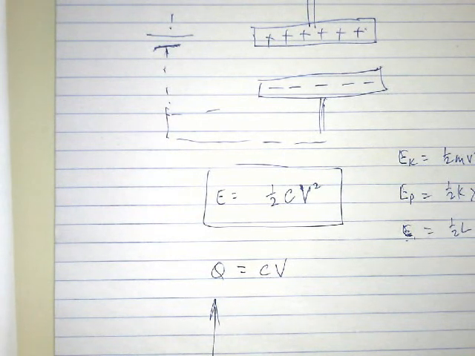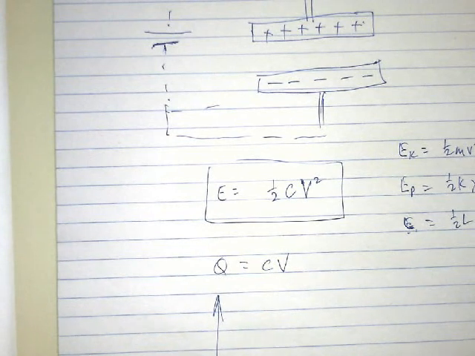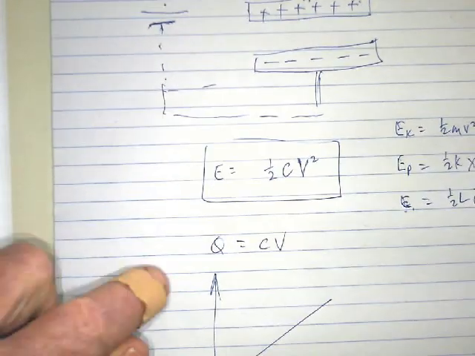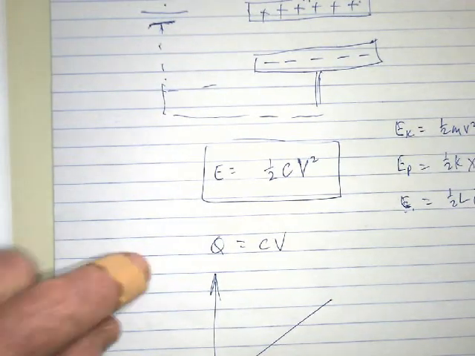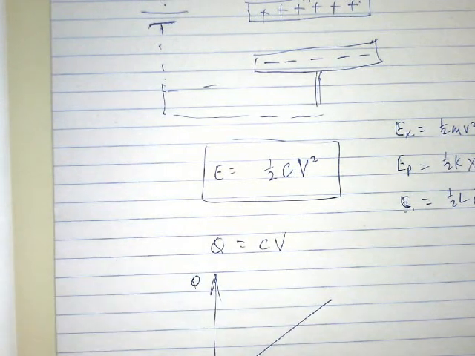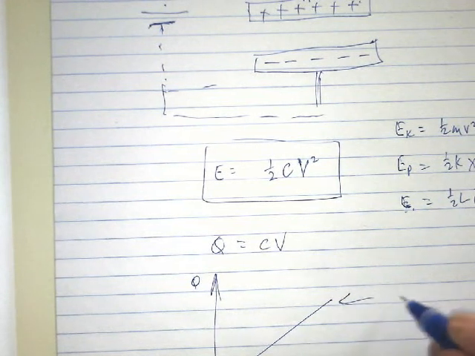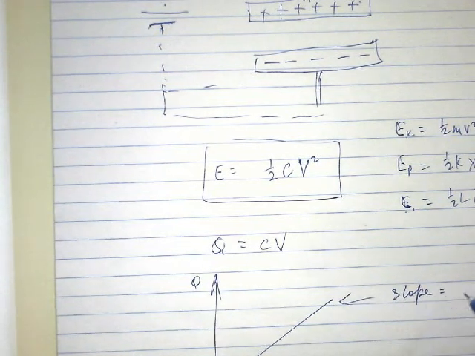But basically that diagram looks like that. This is a plot of charge versus voltage, and that would be slope C. Q equals CV. So the work done, the total work done, is the area under this graph.